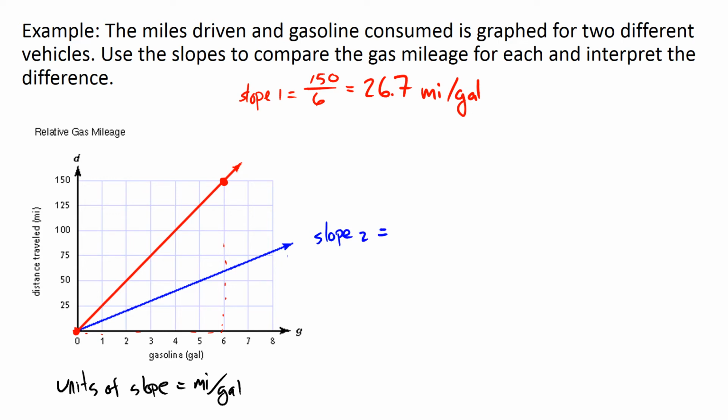Now let's do the same analysis for slope 2. So this time, where's a convenient point on the line? I think it's about here. So you notice I'm using a different rise and run because it's a different line, but I'm just picking the point out of convenience. So I can see very clearly that I rise from 0 up to 50. So that's my rise is 50. And my run is from 0 gallons to 5 gallons. So that's a run of 5. So again, I'm just trying to pick points on the line that are very convenient for finding the rise and run. So 50 divided by 5 is 10 miles per gallon.